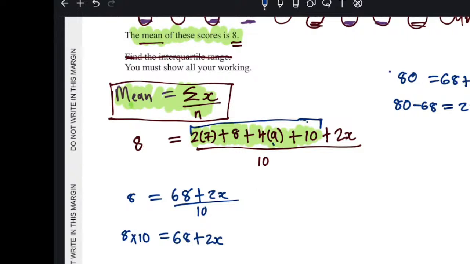If you have problems at this stage of subject of the formula, you tell me. I'll give you the videos. I explained it nicely, that one.